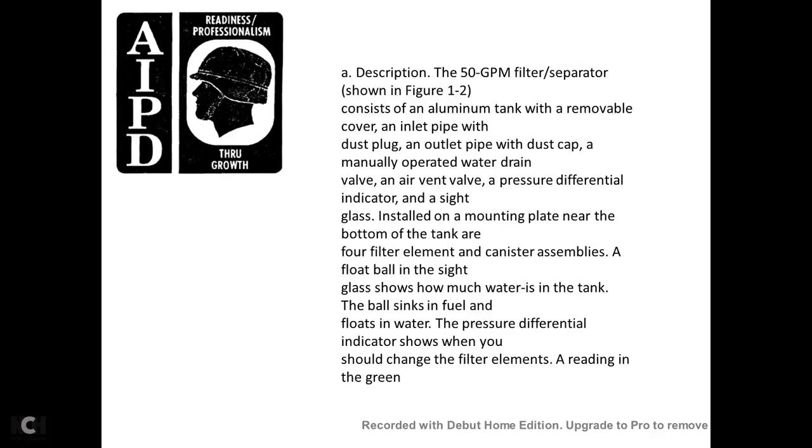The following paragraph describes the 50 gallon per minute filter separator and its uses. Description: the 50 gallon per minute filter separator consists of an aluminum tank with a removable cover, an inlet with dust cap and plug, an outlet pipe with dust cap, a manually operated water drain valve, an air vent valve, and a pressure differential indicator. A sight glass is installed with a mounting plate near the bottom of the tank. There are four filter element canister assemblies with a float valve. The sight glass shows how much water is in the tank. The valve sinks in the fuel and floats on the water.